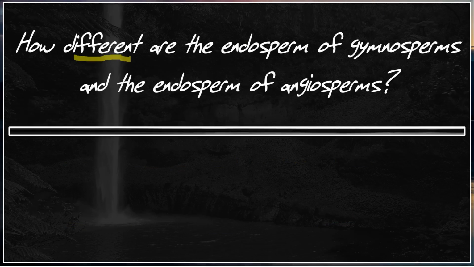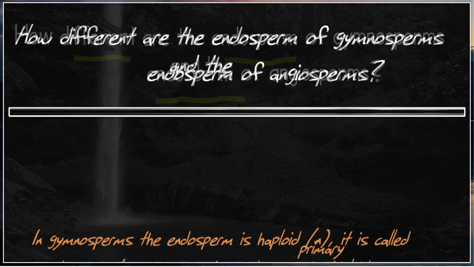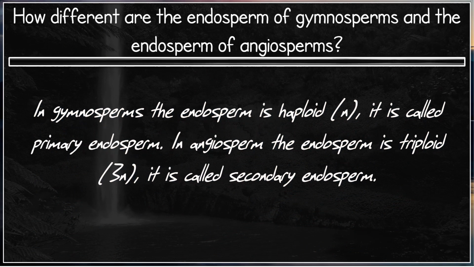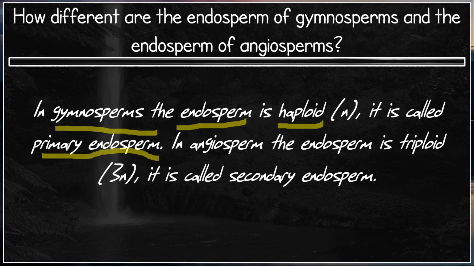How different are the endosperm of gymnosperms and the endosperm of angiosperms? In gymnosperms, the endosperm is haploid. It is called primary endosperm. In angiosperms, the endosperm is triploid, 3n, called secondary endosperm.